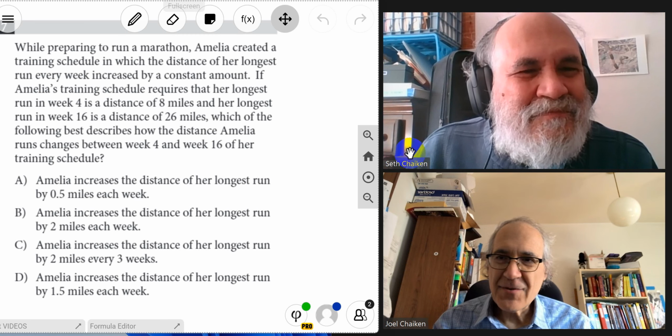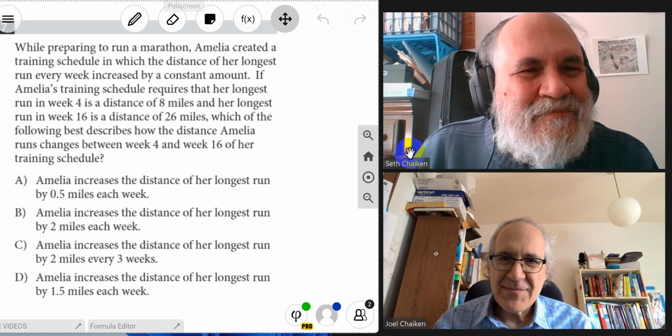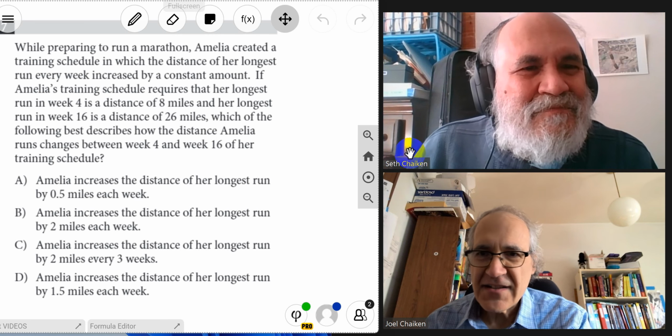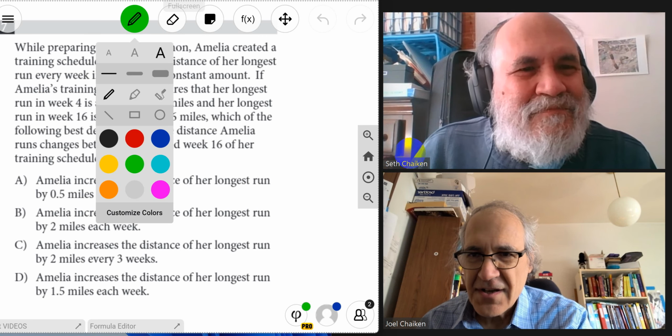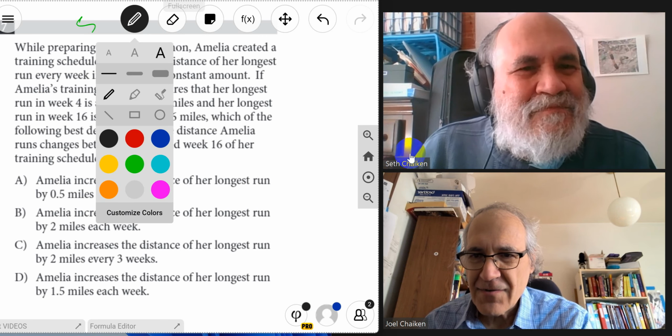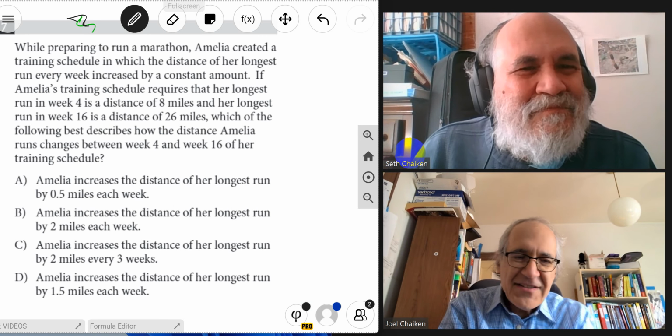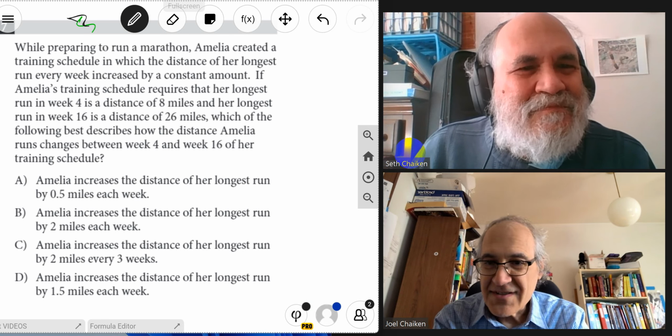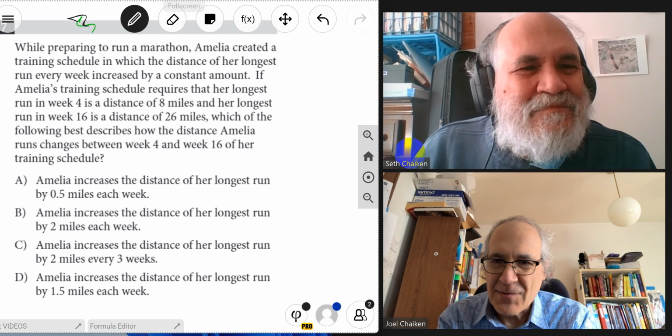Here's an SAT math question, number 7. Your brain hasn't been fried yet, and it is in the non-calculator section. Okay, so I'm just getting ready here. Obviously this is a word problem with some numbers. Something tells me there's a rate involved in this, but we'll see.